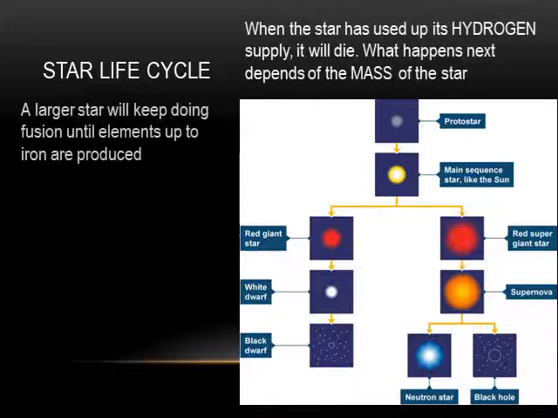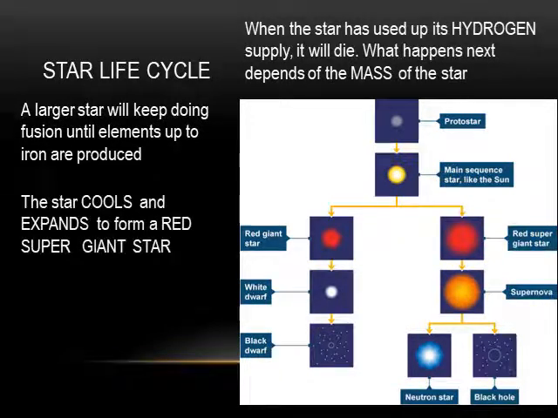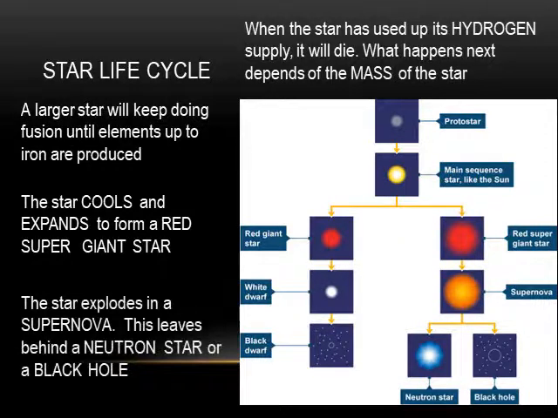A much larger star keeps doing fusion after the hydrogen has run out, making heavier and heavier elements all the way up to iron, and again expands and cools. But the size of these stars means we now call them a red supergiant star. When fusion stops in those stars, the pressure is still so great in the middle that it collapses and explodes in a massive explosion called a supernova. The bit of star left behind after a supernova is either a neutron star or a black hole.